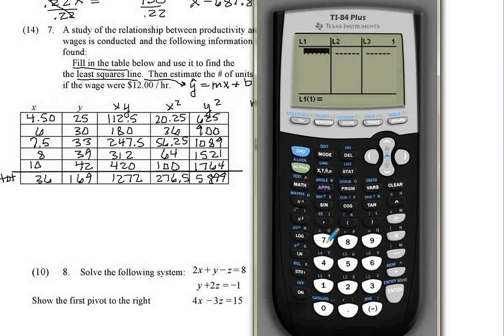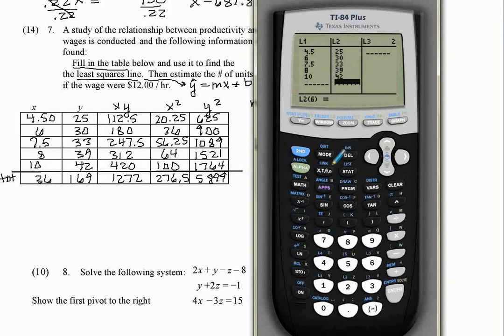So here I want 4.5, enter, and then 6, enter, 7.5, 8, and 10. Once you got those, you arrow to the right until you're in list 2, and then 25, enter, 30, 33, 39, and 42.